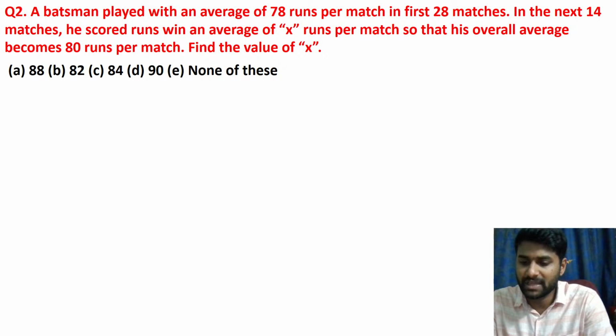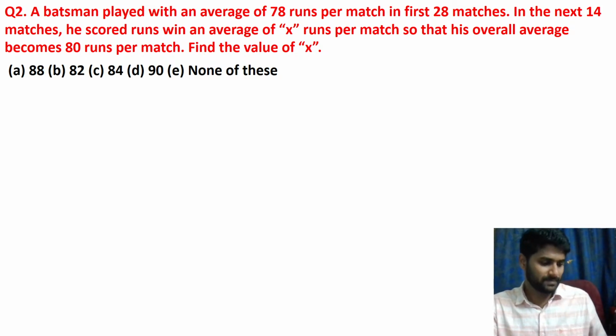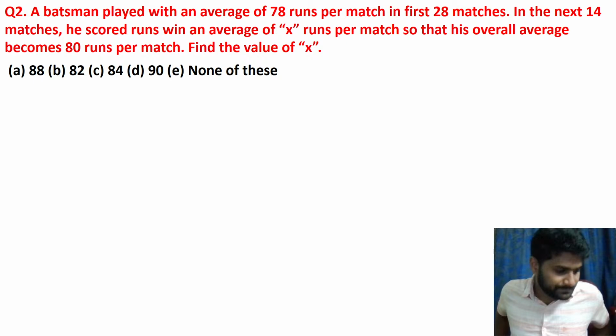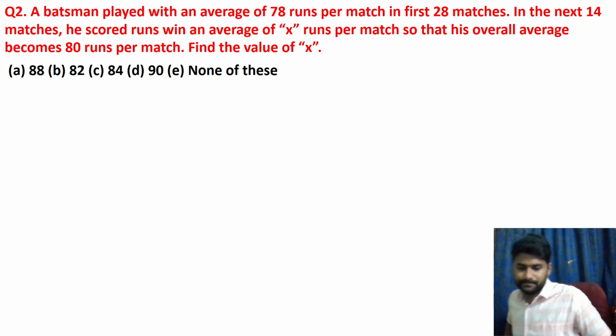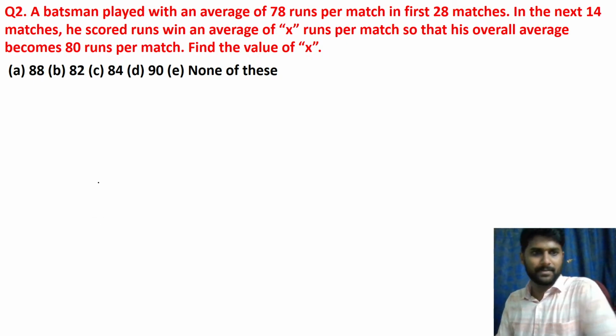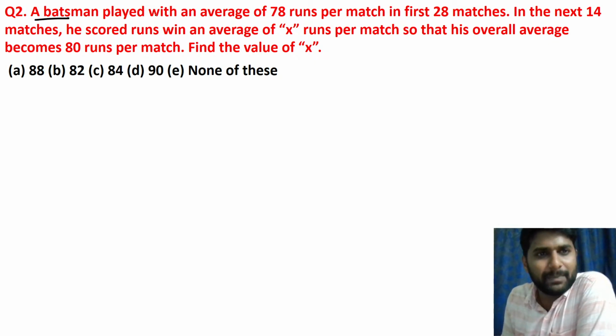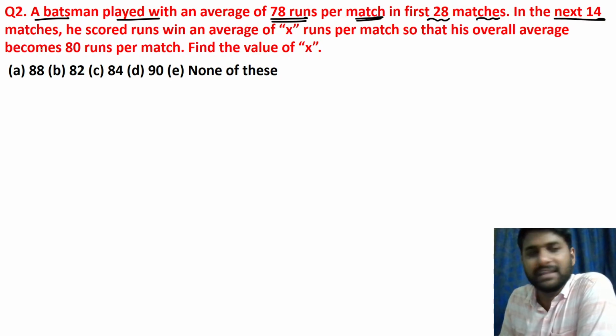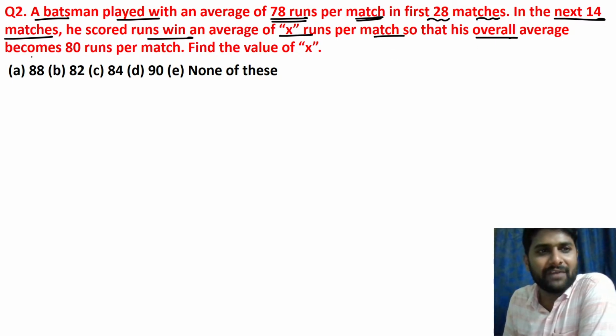The next question is related to the average concept. If you know the application of alligation mixtures, you can solve this question. The batsman played with an average of 78 runs per match in the first 28 matches. In the next 14 matches, he scored an average of X runs per match, so that the overall average becomes 80 runs per match. Find the value of X.